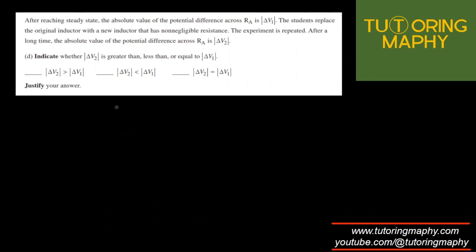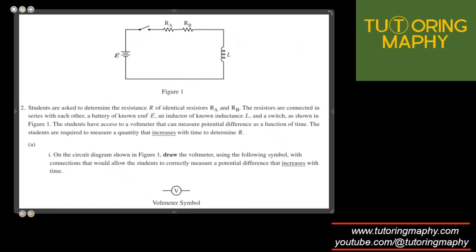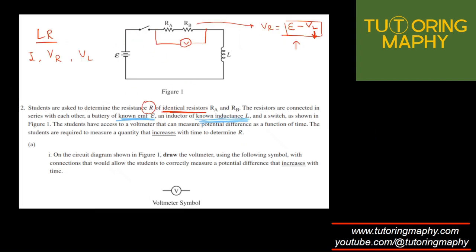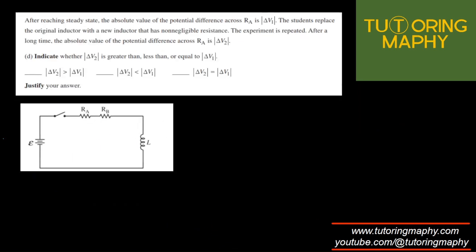And finally, after reaching steady state, the absolute value of the potential difference across RA is delta V1. So they are only talking about RA, not the entire circuit. That's fine. Now they have replaced the original inductor with a new inductor that has a non-negligible resistance. The experiment is repeated. After a long time, the absolute value of the potential difference across RA is V2. So we have to compare that.